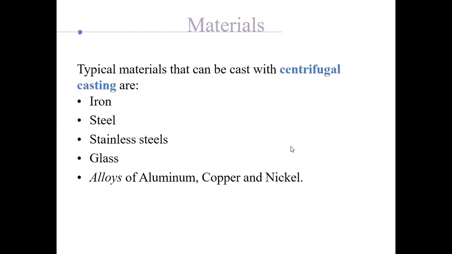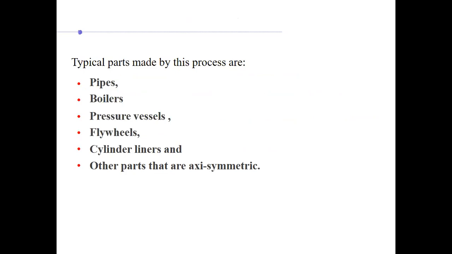Materials that can be cast with centrifugal casting. All these can be cast: iron, steel, stainless steel, especially glass even, and alloys of aluminum, copper, and nickel. These are all the materials that you can cast. Parts, as we have seen in that example: pipes, boilers, pressure vessels. Those are also thin-walled cylindrical entities.